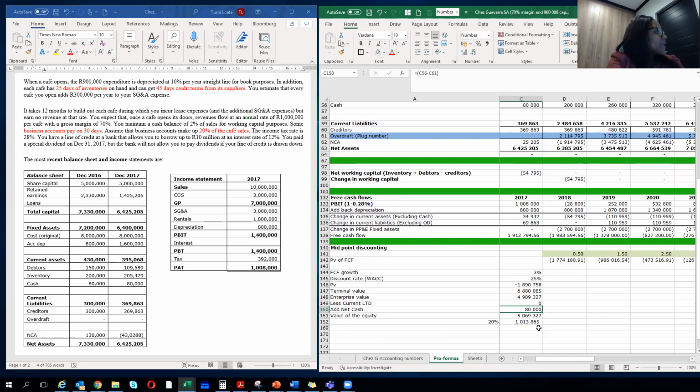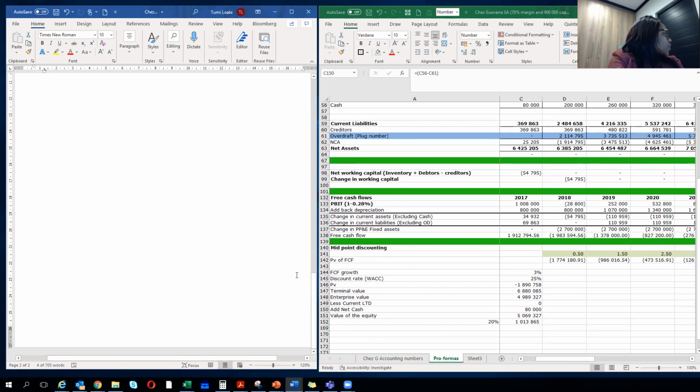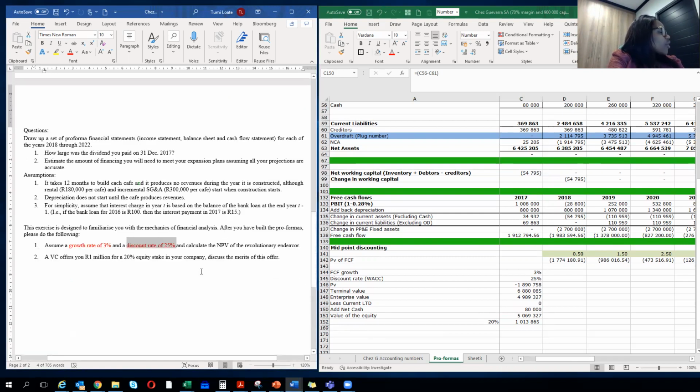20% of that is 1 million rand. If you actually read the question at the end, what it was asking you, and the reason why they've calculated this 20%: a VC offers you 1 million for a 20% stake. Discuss the merits of the offer.